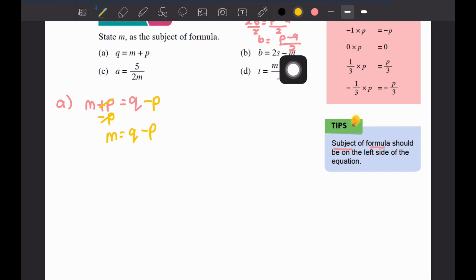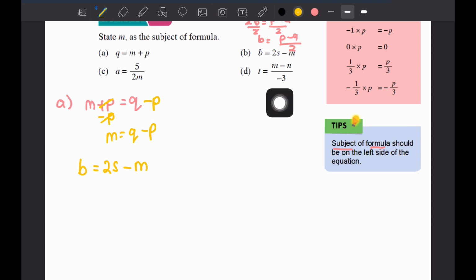Okay, if you follow my instruction before, you will write it as 2S minus M on the left first. But for this case, I give you a tip. If your M, the one that you are interested in making the subject, is negative, you biarkan dulu dekat kawasan yang belah sini. Maksud saya, B equals to 2S minus M. Biarkan, because if we want to move this negative to the left side, it will become positive.